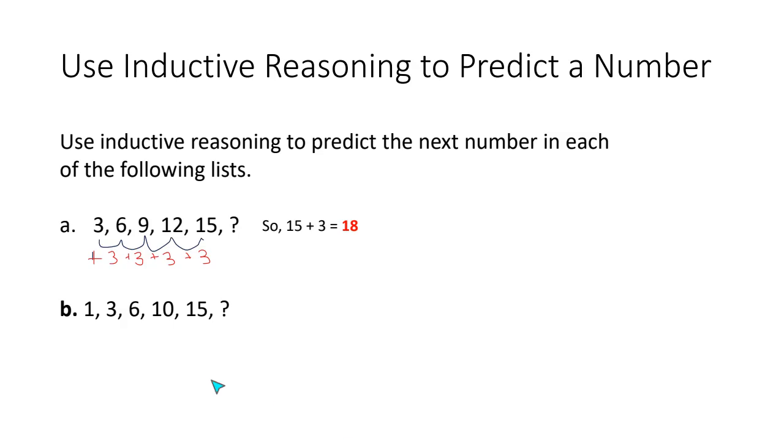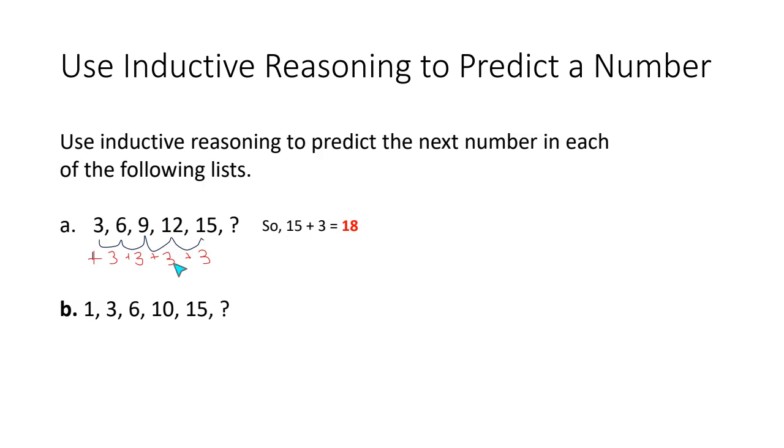Okay, let's try example B. We have 1, 3, 6, 10, and 15. I'll give you a second to try to work it out on your paper, and then we'll go over it. So we have 1, 3, 6, 10, and 15. You want to look for a pattern to see what's happening.